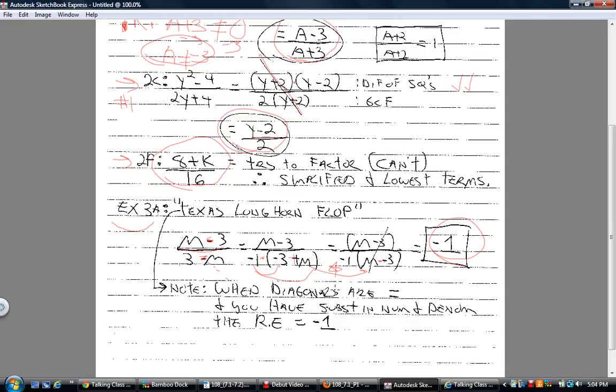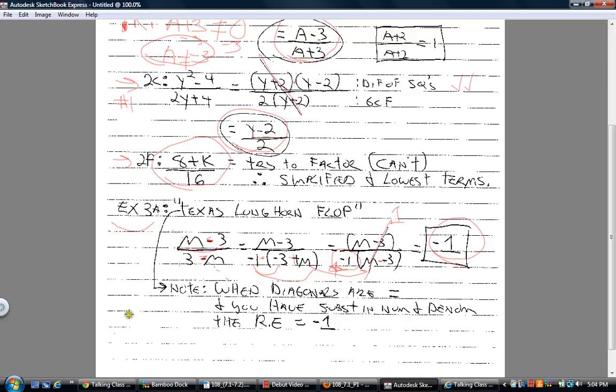I make you jump through a lot of hoops to set this up so that all of a sudden you realize you have m minus 3 as a factor in the numerator and in the denominator, and you can cross it out because it's equal to 1, and look who's left standing, -1. 1 divided by -1 is still -1. So that is the Texas Longhorn flop. You can remember the flop, or when you see the diagonals are equal and you have subtraction in numerator and denominator, the rational expression is equal to -1.